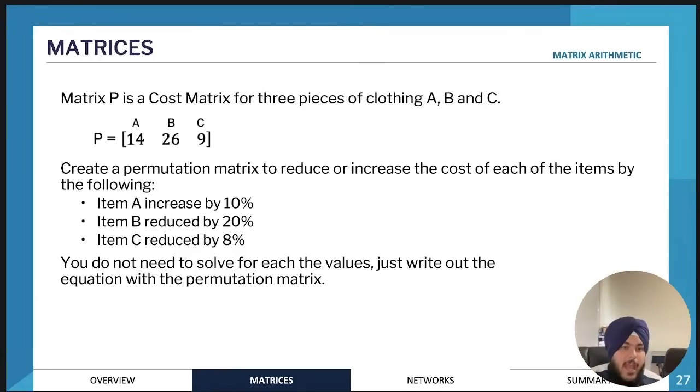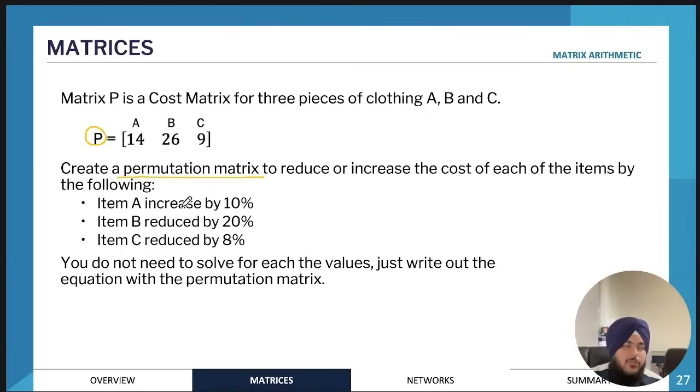Okay, so then we have cost matrices. So this is essentially a practice question for everyone to do. So we have a cost matrix for 3 different types of clothing. So P is the cost matrix. So A costs $14, for example, B costs $26, and C costs $9. And we want to create a permutation matrix.